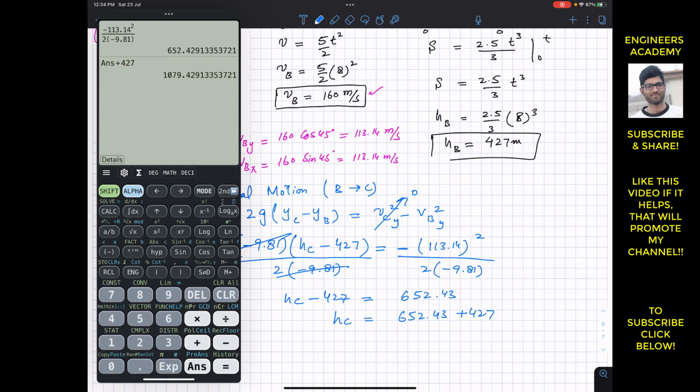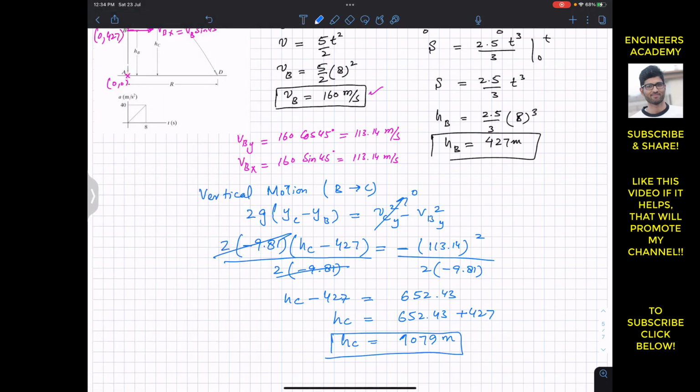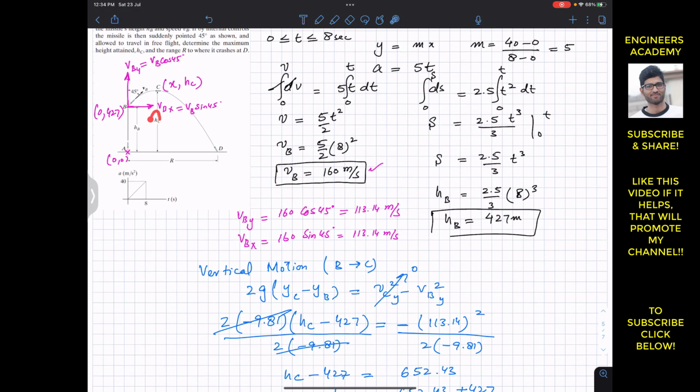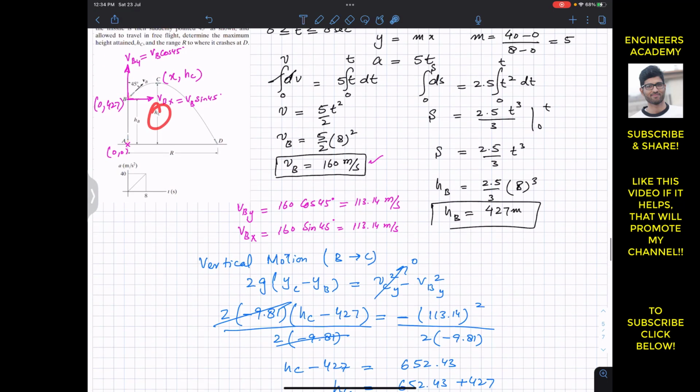So this hc, the maximum height the missile travels, is approximately 1079 meters. So this is that maximum height, hc, which is 1079 meters. Now in the next part of the problem, it says to determine the range to where it crashes at D.